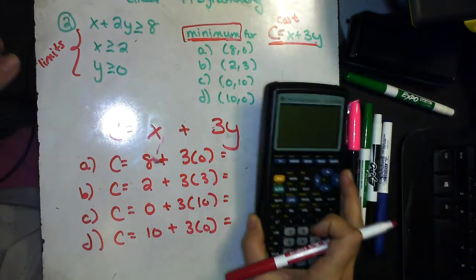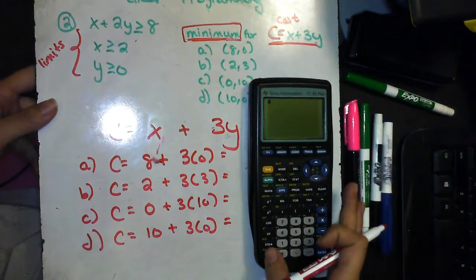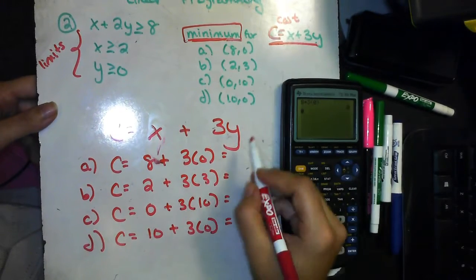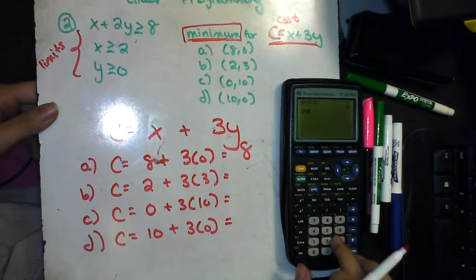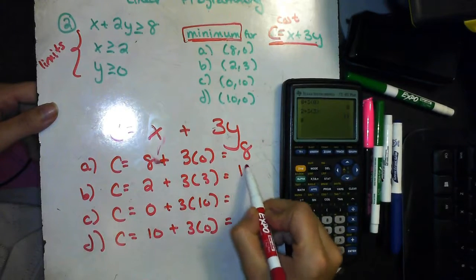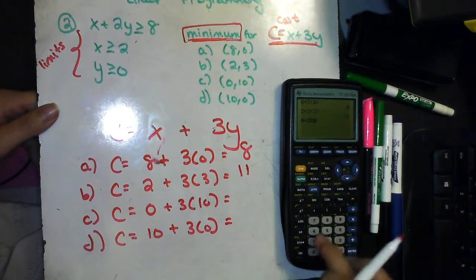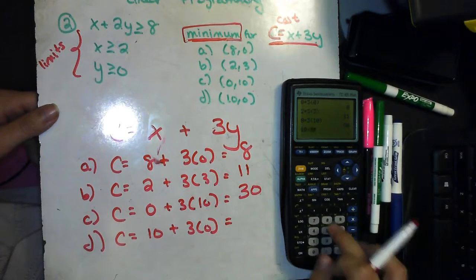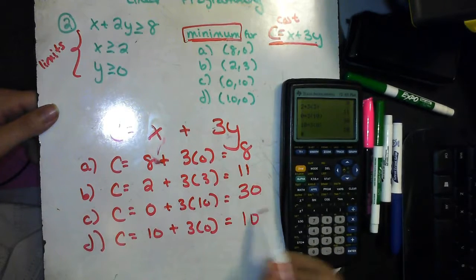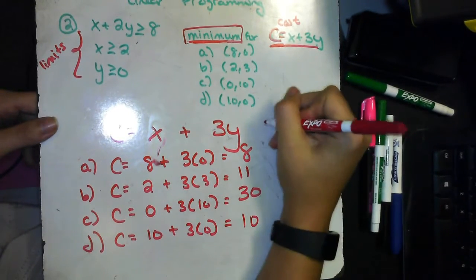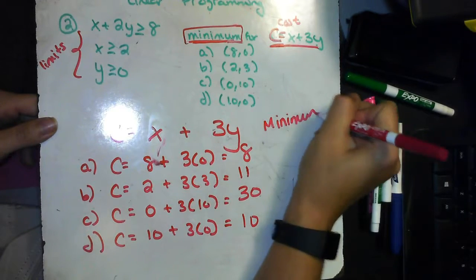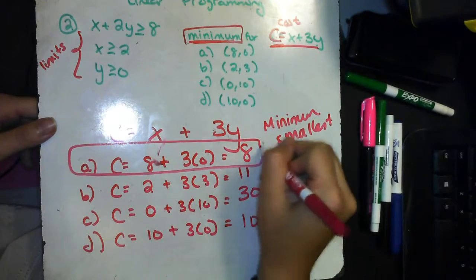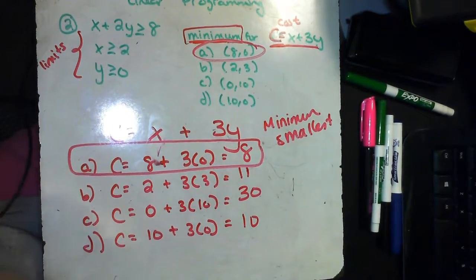Take out your calculator or use the one that we have downloaded off the message board. 8 plus 3 times 0. 2 plus 3 times 3. 0 plus 3 times 10. 10 plus 3 times 0. They wanted a minimum for this one. So that's the smallest number. A is my answer.